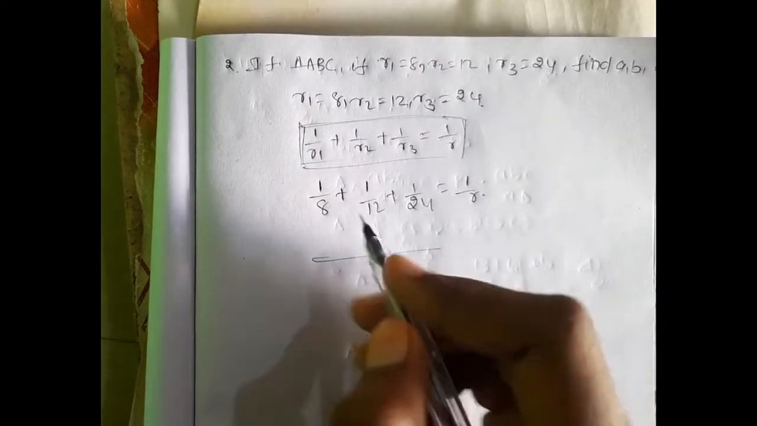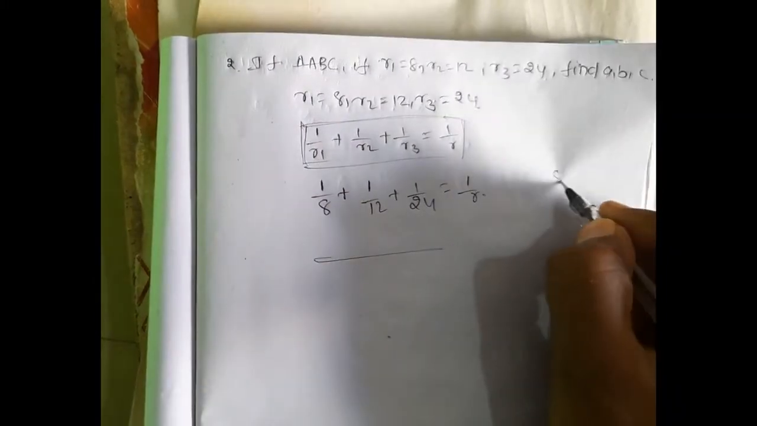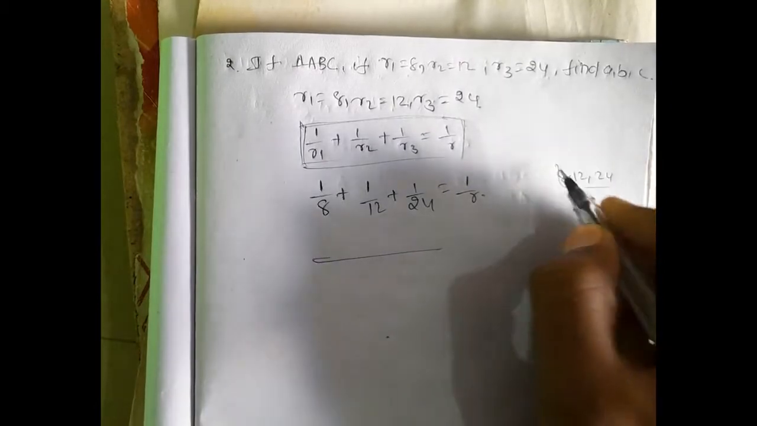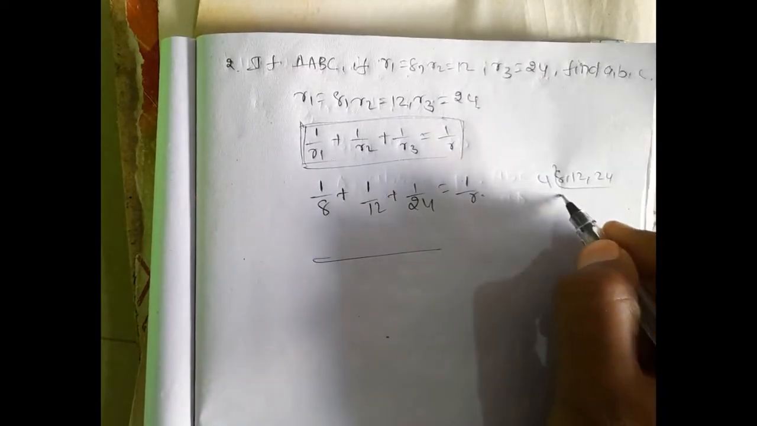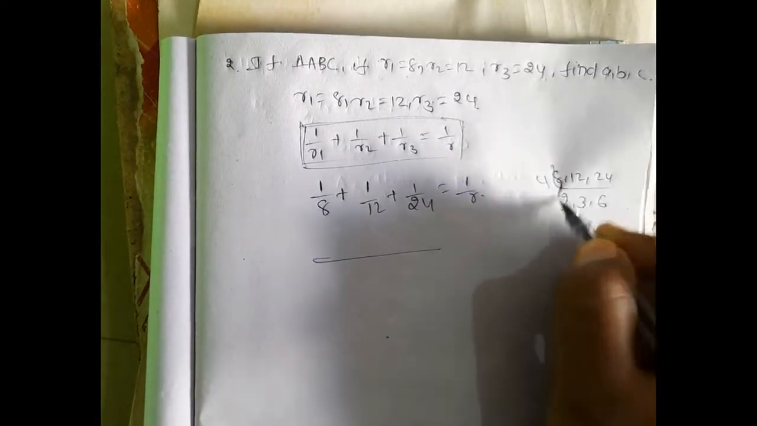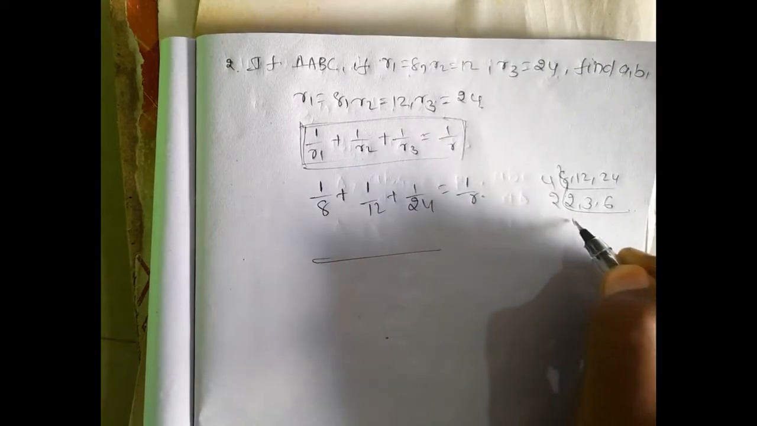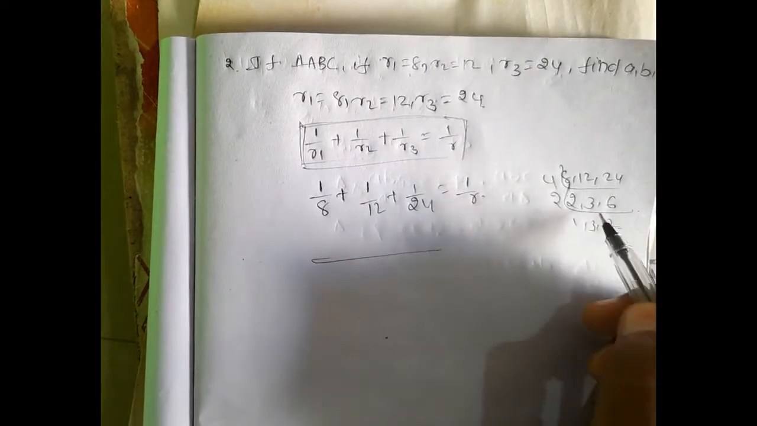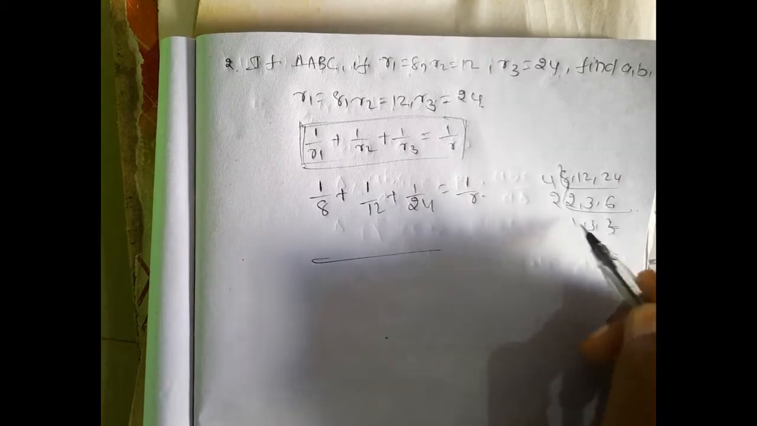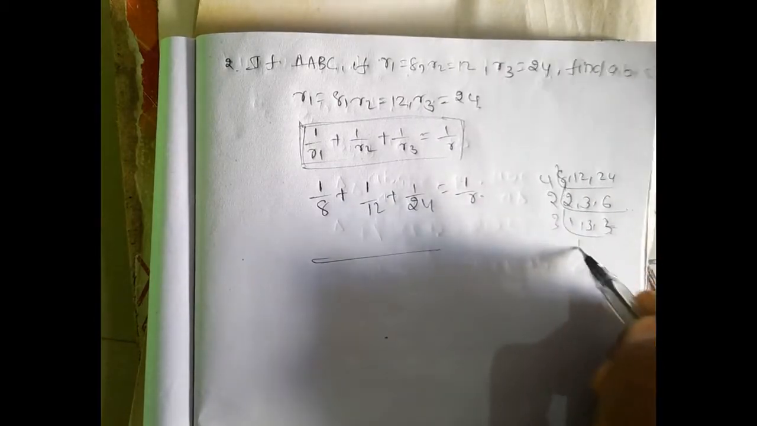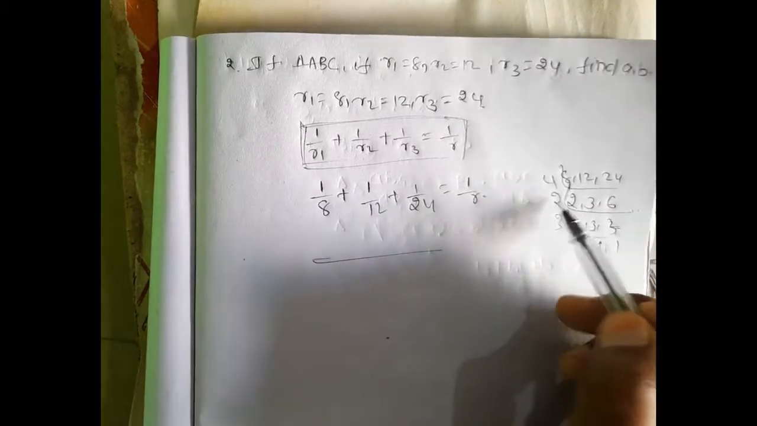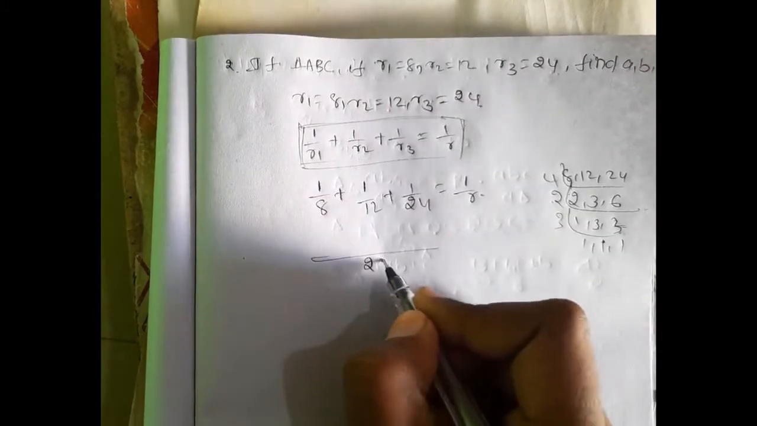Now, taking the LCM of all this. What is the LCM of all these? 4 twos are 8, so the LCM is 24.